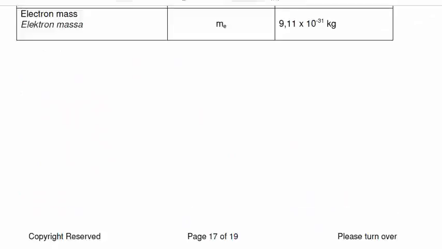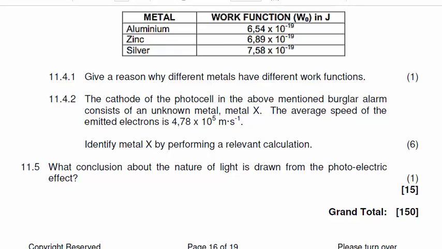What conclusion about the nature of light is drawn from the photoelectric effect? And that's the conclusion, the particle nature of light. The fact that light acts as if it has momentum, that it can give its energy to other things. So in the photoelectric effect we discover the particle nature of light.